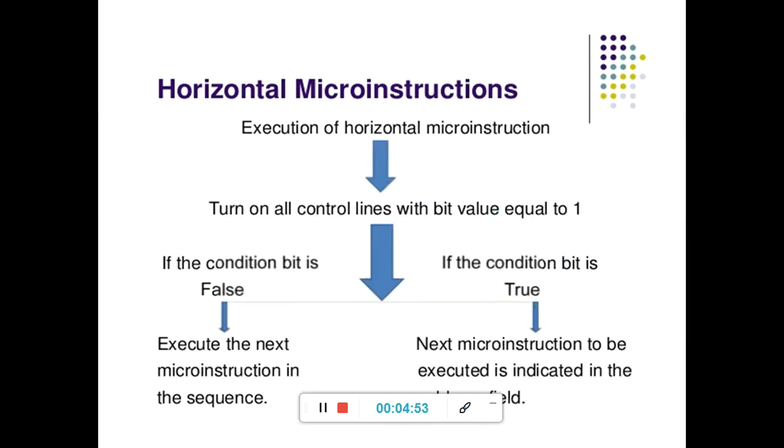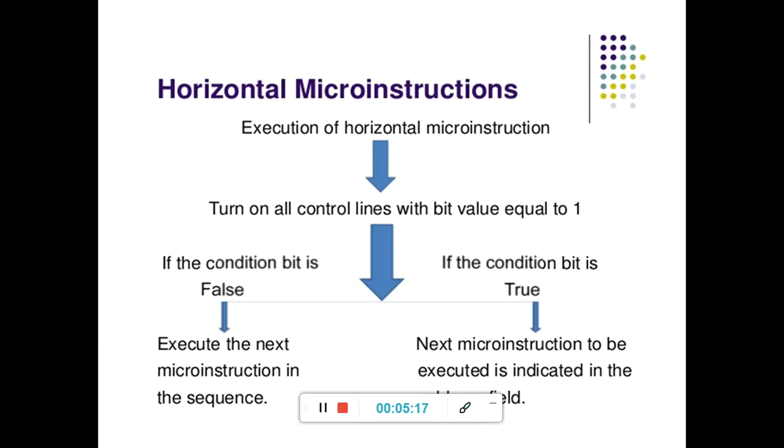And then the horizontal microinstructions give a flow chart. First of all, we execute the instructions through the input and then turn on all the control lines. Without control lines we can't do anything with the bit value equal to 1. So we are giving a number of values, which should be compared to the bit value equal to 1. Here there are two conditions, one is the false condition, another one is the true condition.